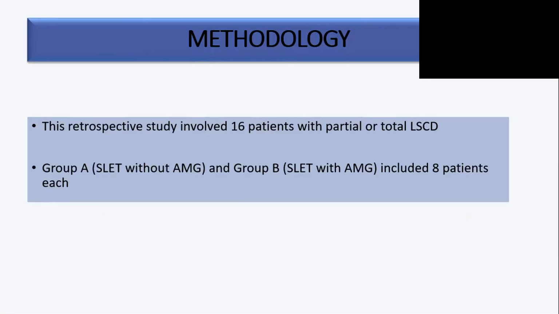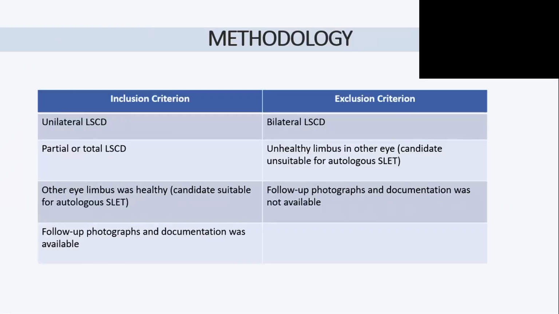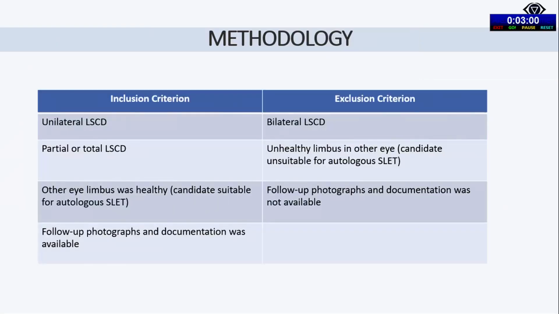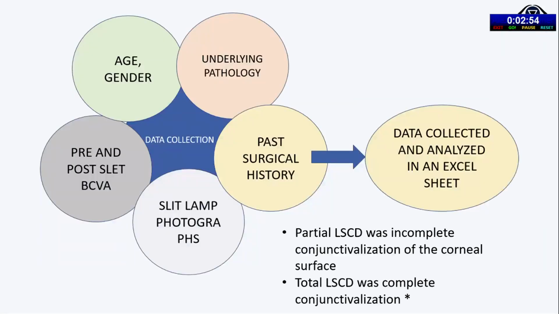So this was a retrospective case study of 16 patients with partial or total LSCD. Group A patients underwent SLET without AMG, and group B patients underwent SLET with AMG, with 8 patients each. Patients with total or partial unilateral LSCD with good follow-up photographs and documentation were included in the study. These were the data that were collected and analyzed.